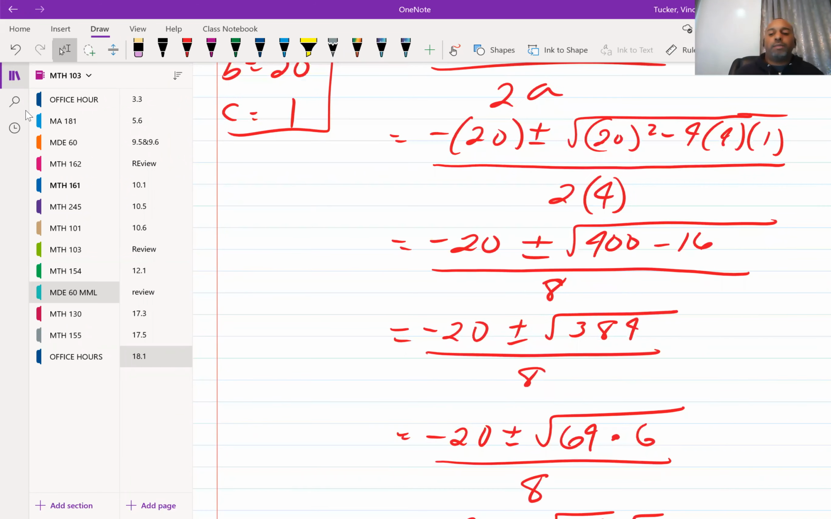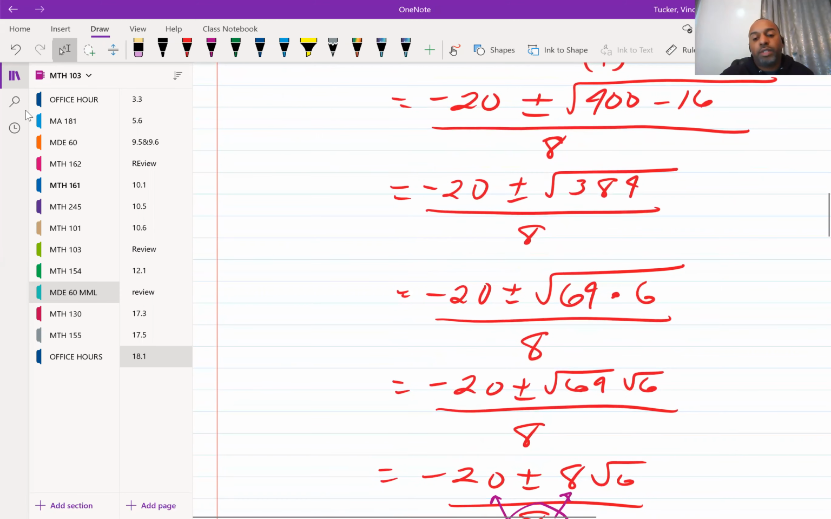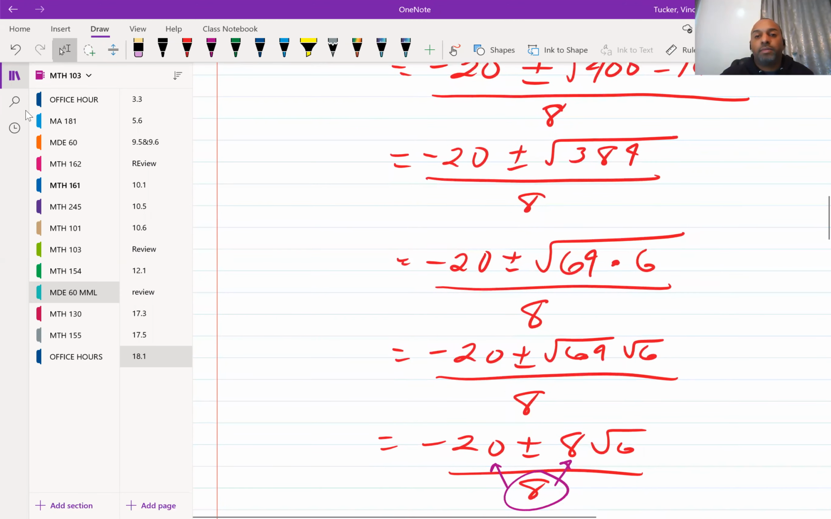All right, so I broke up that 384 into 64 times 6. So once again, I want to be able to simplify that square root of 384 as much as possible. So 64 times 6 is what can help me here, because I can take the square root of 64, which is 8. So we have negative 20 plus or minus 8 square root of 6 over 8. Questions? Make sure we're okay.